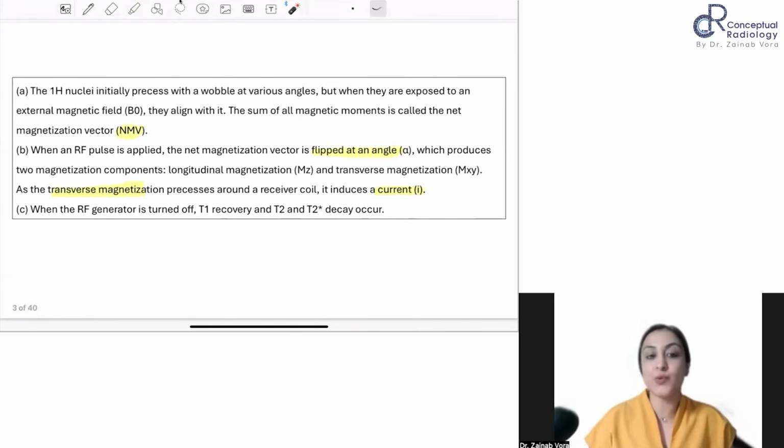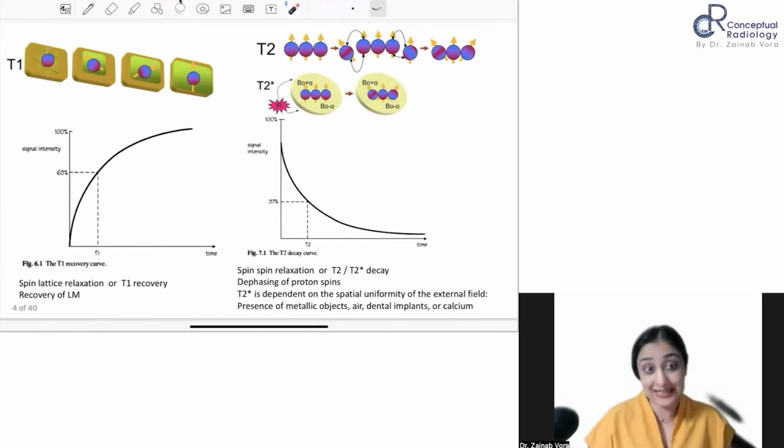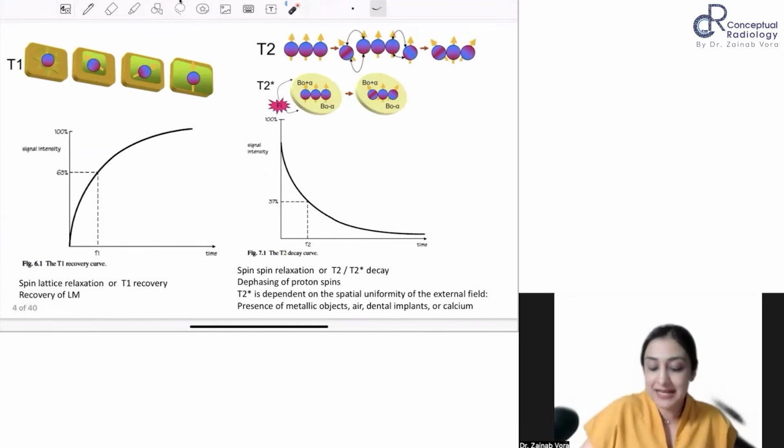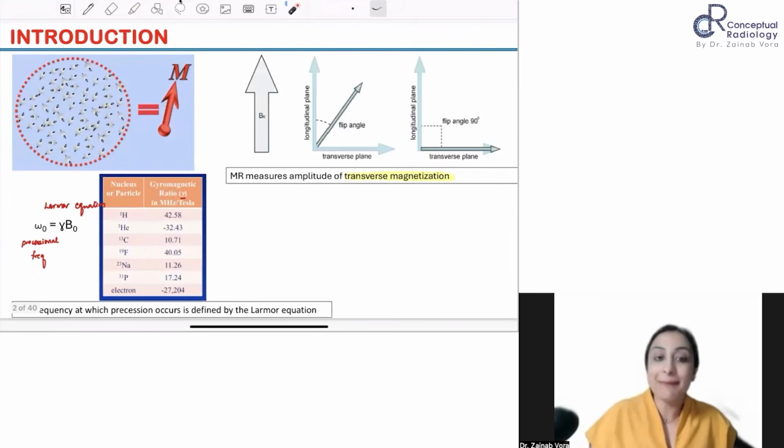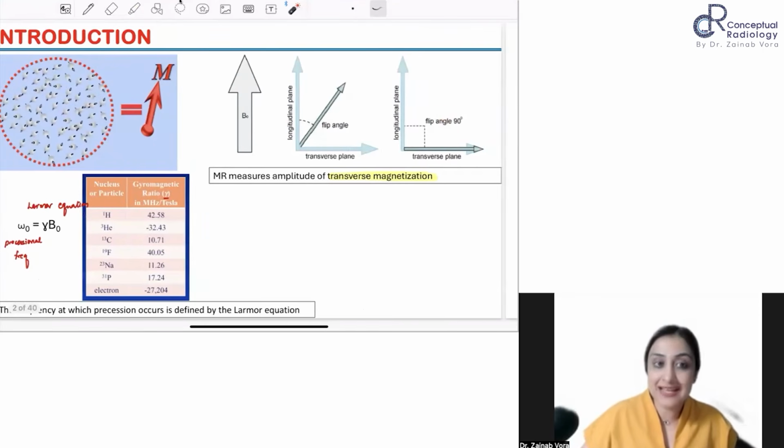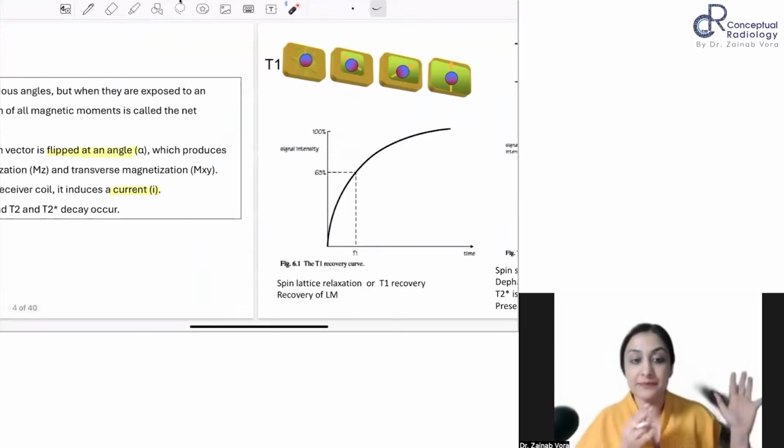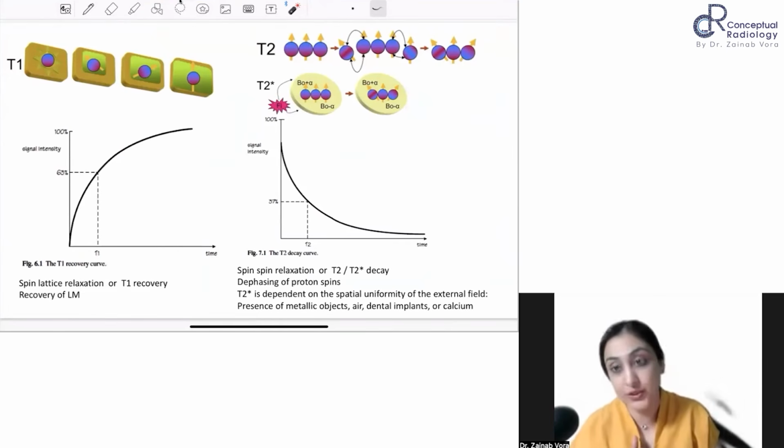So this is where now when I switch it off, the decay happens and it goes back to the baseline. So basically what is the baseline? The transverse comes back and it recovers the longitudinal magnetization. So how does that happen? So those are the two things. T1 recovery, and T2 decay.